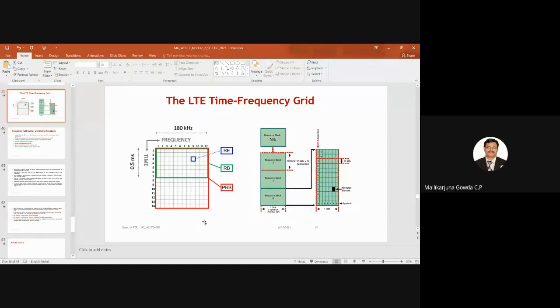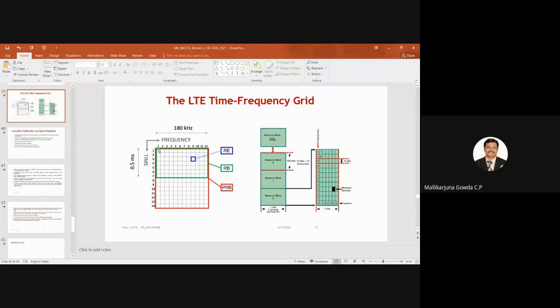Okay. So to put that in a slightly more formal way, to define what a resource block is: in LTE, the mobile units are allocated groups of subcarriers. I repeat once again, in LTE, mobile units are allocated groups of subcarriers over time and frequency.